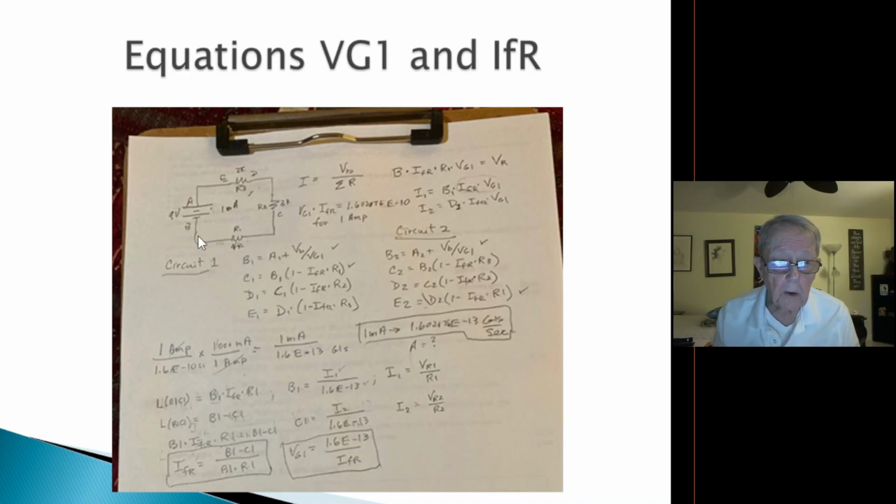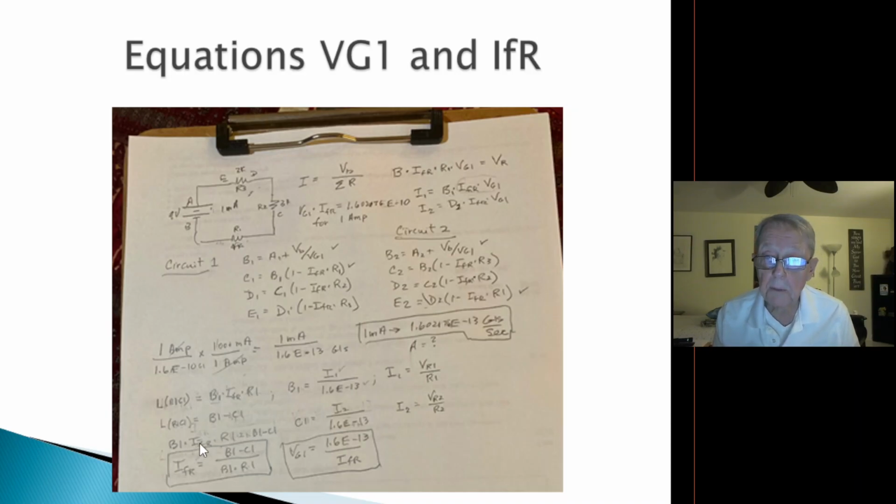One of the ways you know how many G1s are lost here is to find the value of B and subtract C. Okay, that's one way. The second way to do it is to just use the equation here for B. The loss is B times IfR times R1. So I can calculate the loss using B times IfR times R1. I can also calculate the loss using B minus C. And since these 2 losses have to be the same, I put them together.